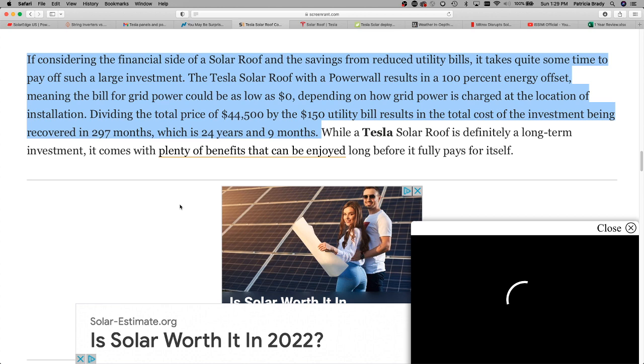The Tesla solar roof with a Powerwall results in 100% energy offset, maybe, meaning the bill for grid power could be as low as $0, never, because you're always going to be connected to the grid, depending on how grid power is charged at the location of the installation. Dividing the total price of a $44,500 Tesla solar roof by the $150 utility bill results in the total cost of the investment being recovered in 297 months, which is 24 years and 9 months, end quote.